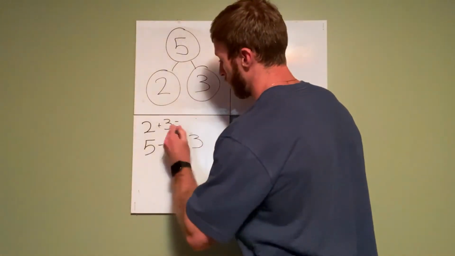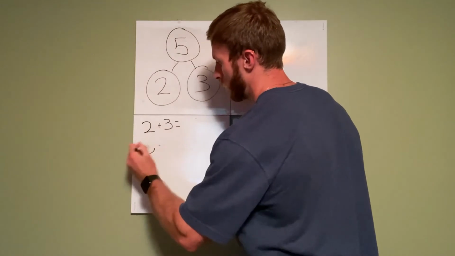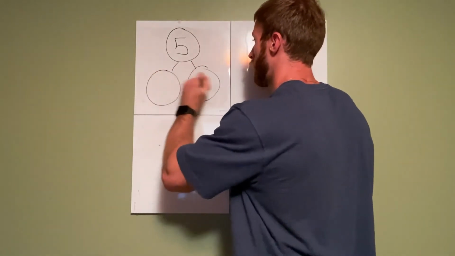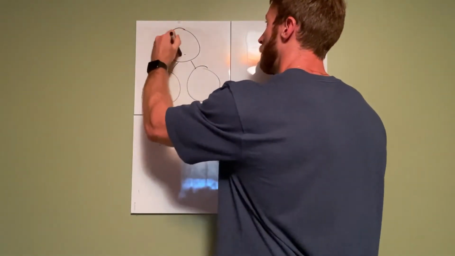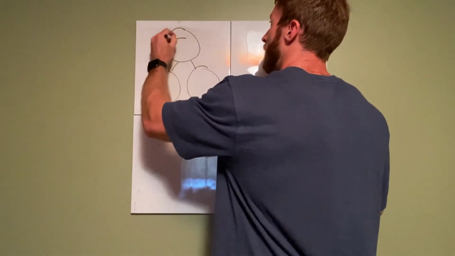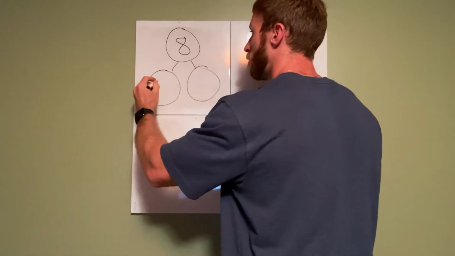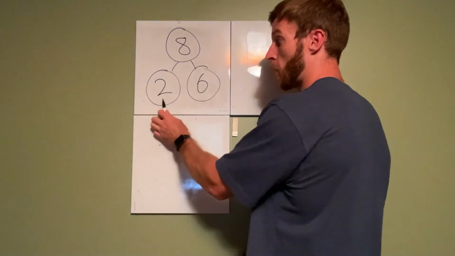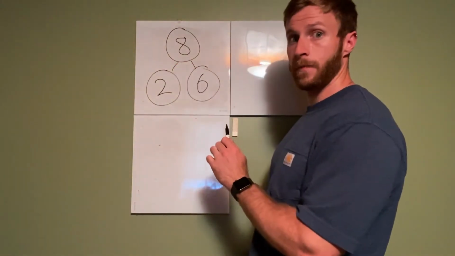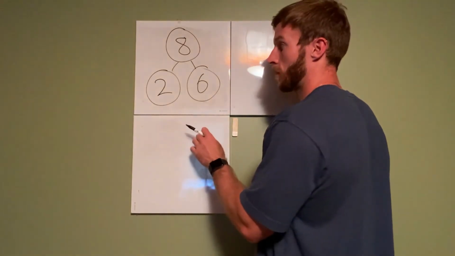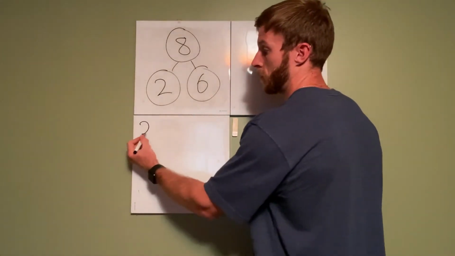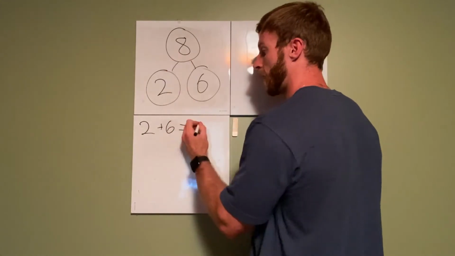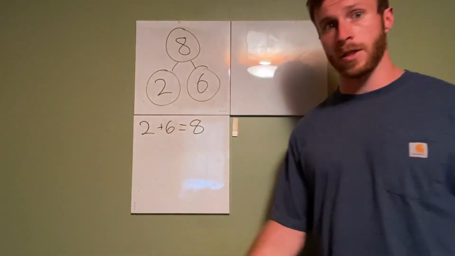Let me try this eraser, see if it works better. All right. Your numbers are 8, 2, and 6. All right, let's do our addition sentence first. Part plus part equals whole. Ready? So what numbers am I plugging in? 2 plus 6 equals 8. There we go. There's our addition sentence.